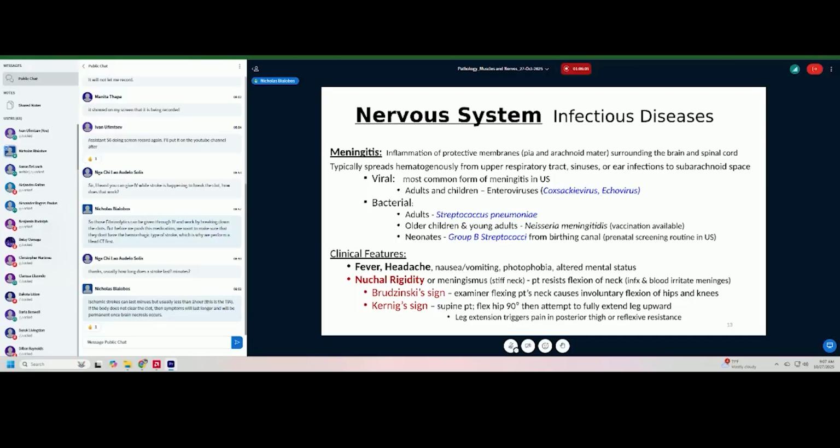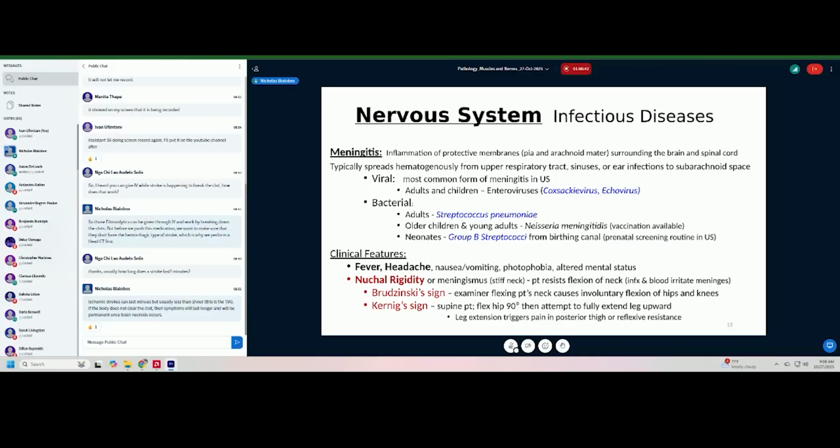Nuchal rigidity is where those meninges, they're not only in the brain, right? They're also in our spinal cord. When the meninges in the neck region are inflamed, and we put that neck in flexion, so we bring the neck forward and have the patient look down, that inflammation is going to cause pain because those meninges are also irritated. So they'll have nuchal rigidity, where they'll have a stiff neck essentially. There are a couple signs that we can do to help us figure out whether it's meningitis or not.